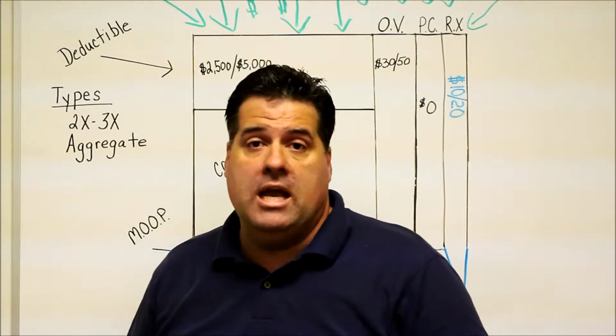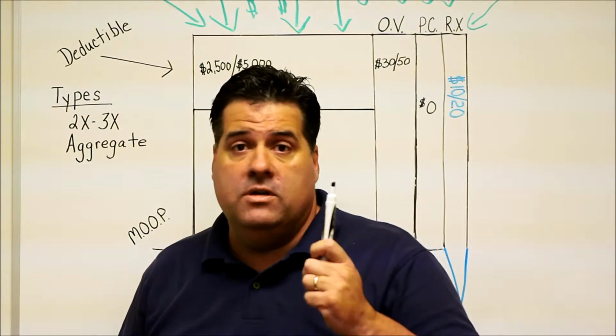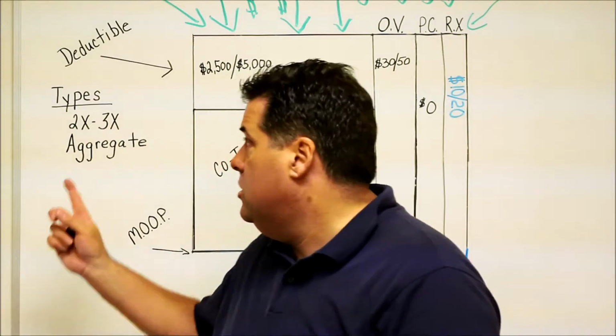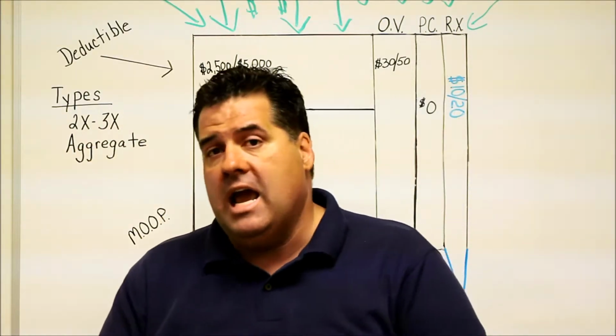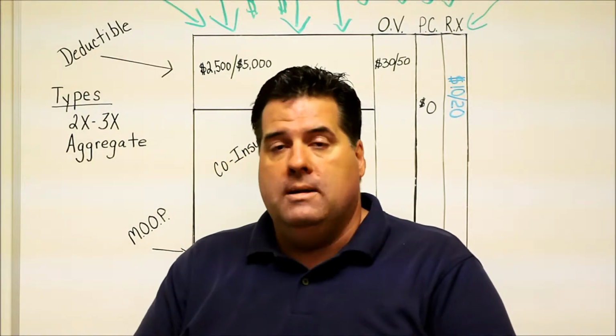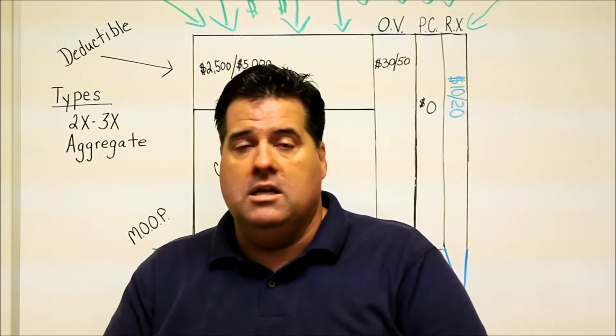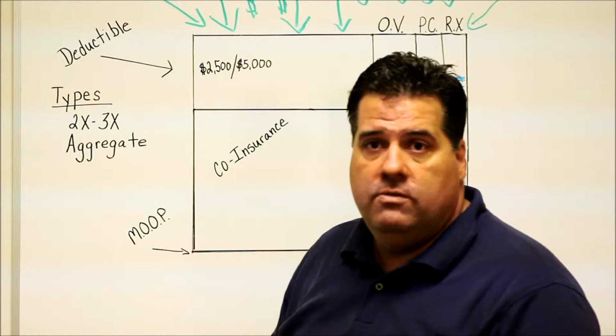Okay, so it's a good question to ask the person presenting your benefits, what kind of deductible is this? And you can use these terms. Is it a 2 times deductible, a 3 times deductible, an aggregate deductible, or even what's called an embedded deductible, which you'll see on a lot of high deductible plans, and I'm going to explain those to you very quickly.